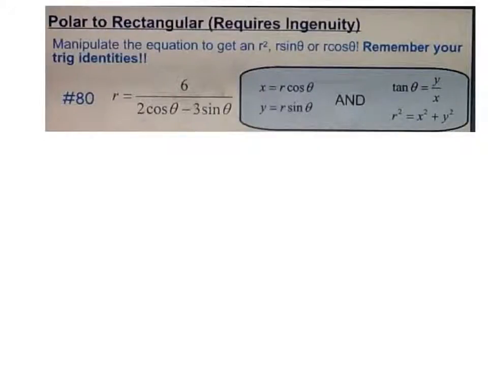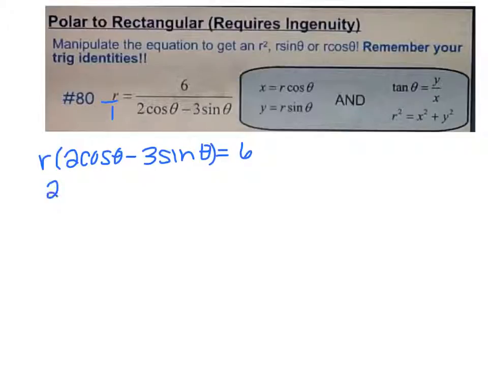The first thing we're going to do on number 80 is cross multiply so it's more of a linear function. So 2 times r times 2 cosine theta minus 3 sine theta equals 6. The next thing I'm going to do is distribute the r to both pieces. So I have 2r cosine theta minus 3r sine theta, and again that equals 6.